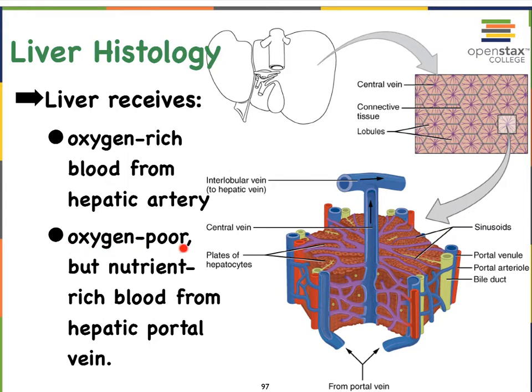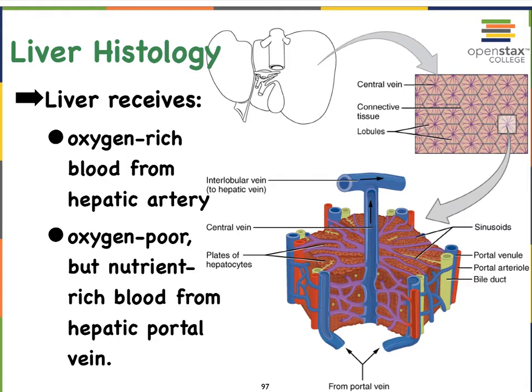That hepatic portal vein is oxygen poor, but it's very rich in nutrients because the blood in the hepatic portal vein is blood that has visited many of the digestive structures as well as the spleen, for instance. It's this blood that the liver is going to process. It's going to use some of the nutrients, it's going to remove some of the toxins, etc. While it uses the oxygen provided by the hepatic artery to go through all of these various processes.